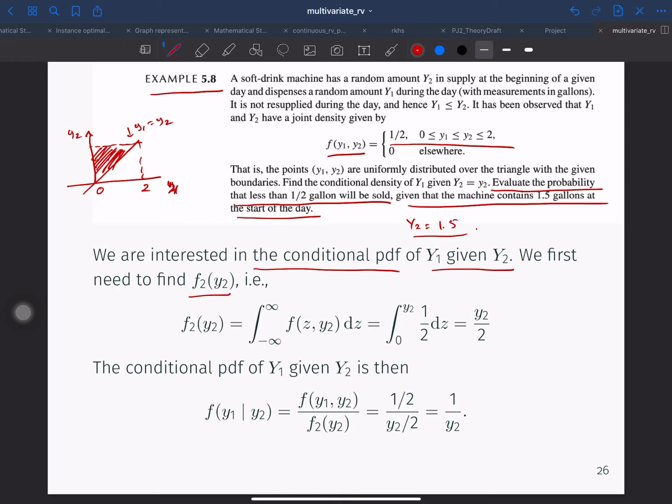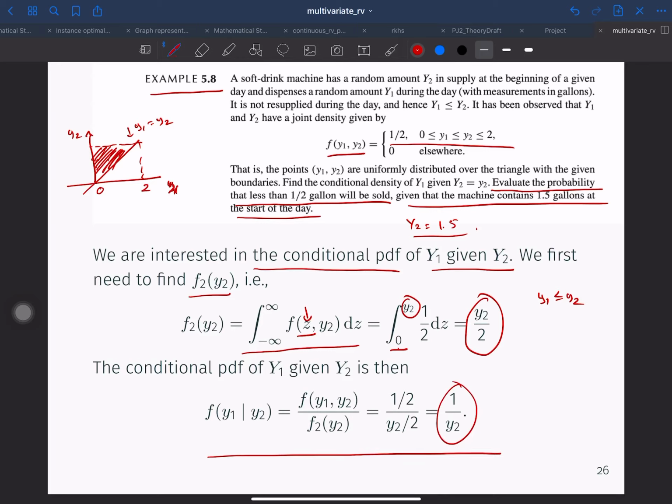And the marginal for y2 is this integration here, where now we have to be careful of the limit of integration because now y1 is less than y2. So it goes from 0 to y2. So the integrand here is with respect to the first argument. So we have to go from 0 to y2, and that's y2 over 2. So therefore, the conditional PDF, one version of it, looks like 1 over y2.